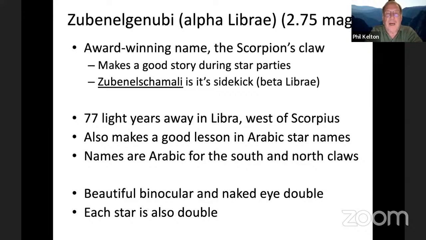And the name actually derives from the Arabic for southern and northern claw. So if you imagine Scorpius, the scorpion, extending beyond to the west, the form we typically see, the claws could be visualized as Alpha and Beta Libra, where Libra is our modern constellation. And so it's the north and south claw. It's actually a wide double star, a beautiful binocular double, and the public also likes that when you tell them it's Zubenelgenubi.